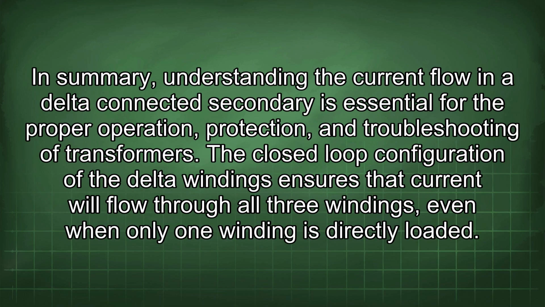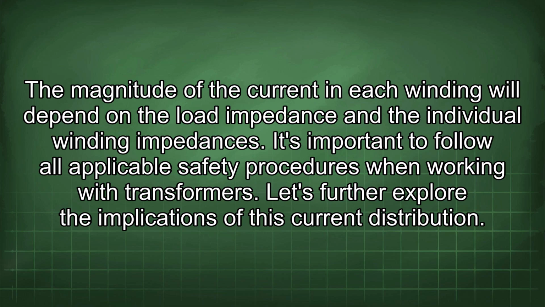In summary, understanding the current flow in a delta-connected secondary is essential for the proper operation, protection, and troubleshooting of transformers. The closed-loop configuration of the delta windings ensures that current will flow through all three windings, even when only one winding is directly loaded. The magnitude of the current in each winding will depend on the load impedance and the individual winding impedances. It's important to follow all applicable safety procedures when working with transformers.